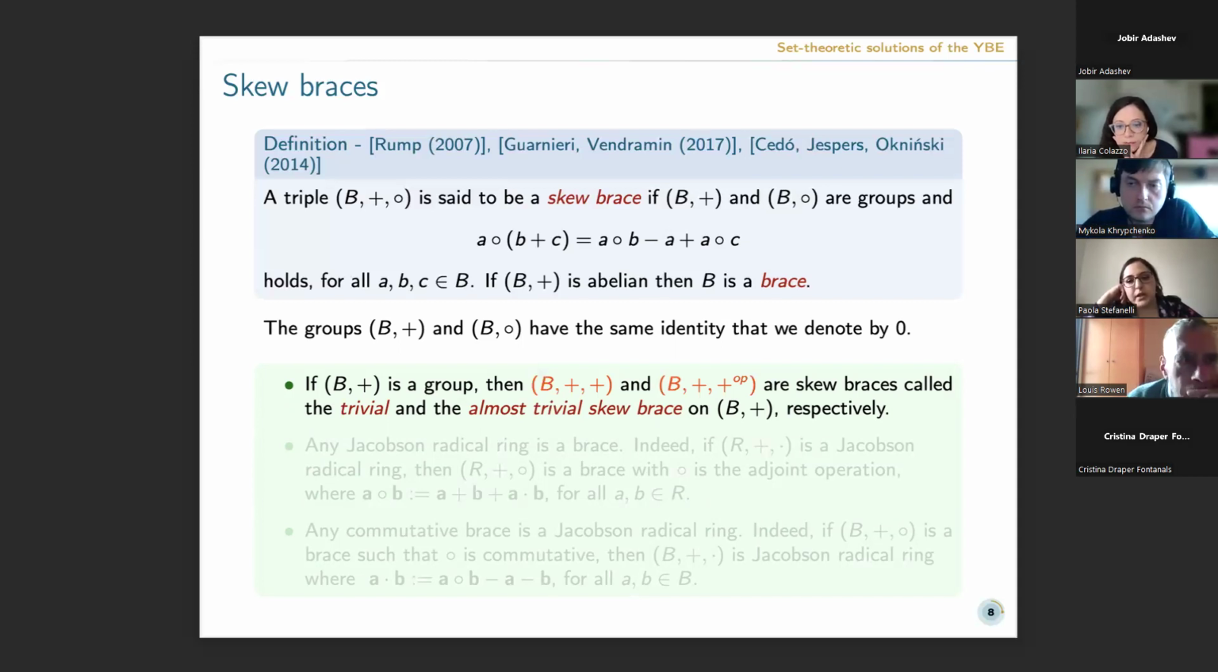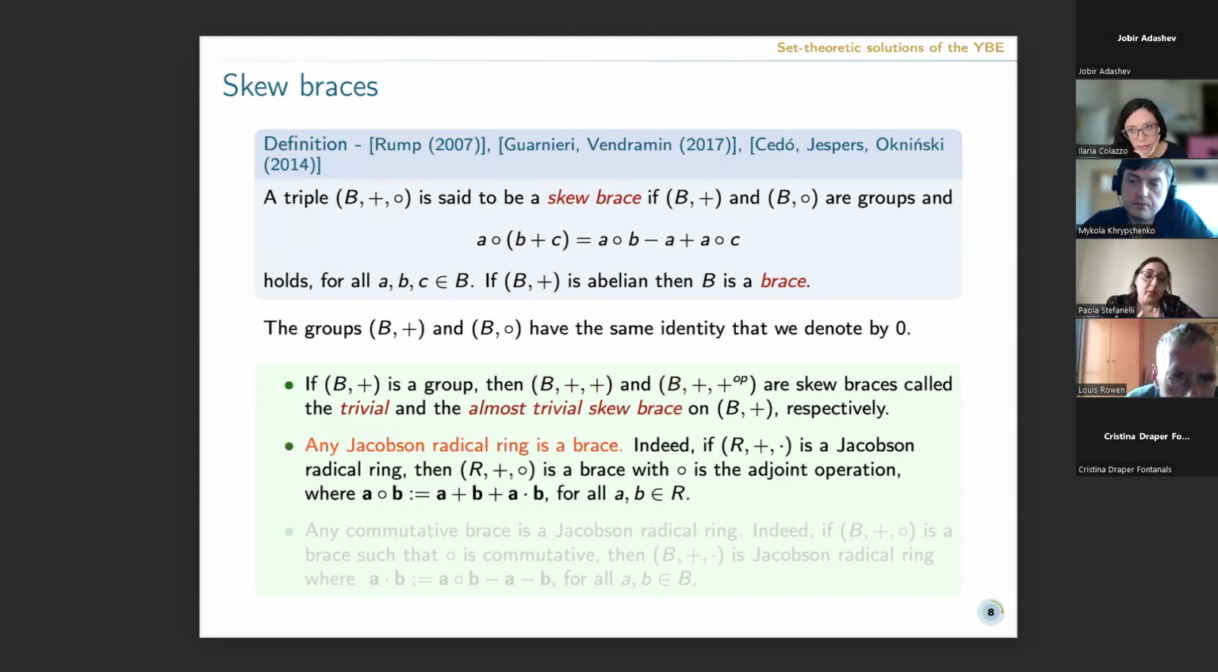In general, if (B, +) is not abelian, we obtain also another easy instance of skew brace, with B as the set, plus, and as circle operation the opposite of this plus operation, that is called the almost trivial skew brace. In general, this is another structure that is not isomorphic to the first one.